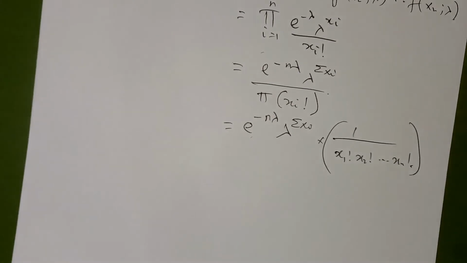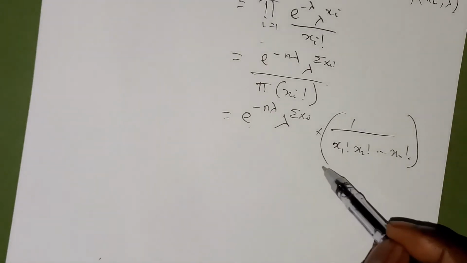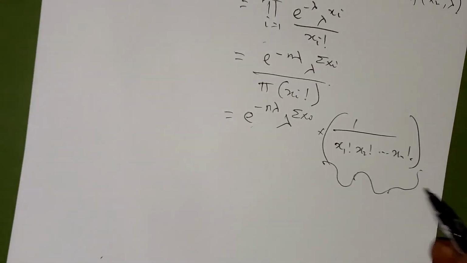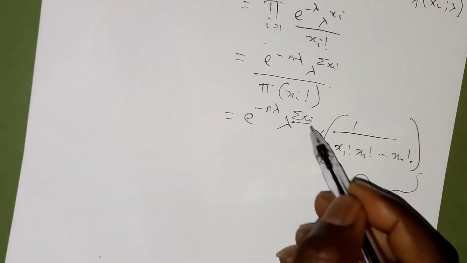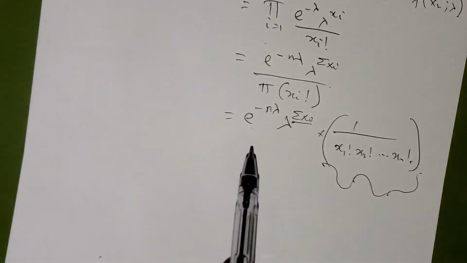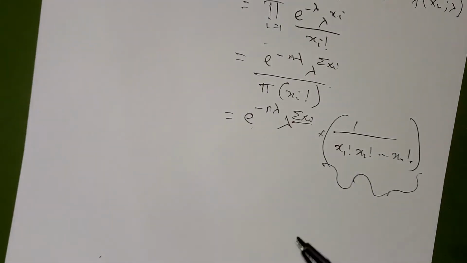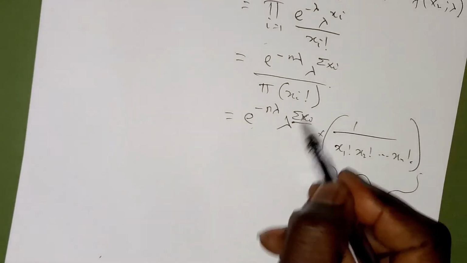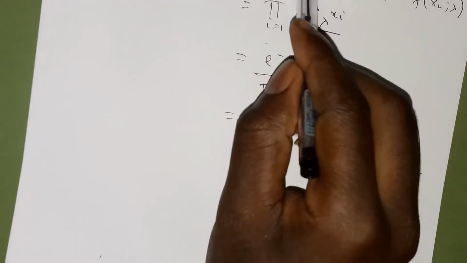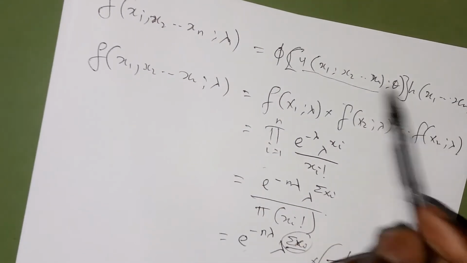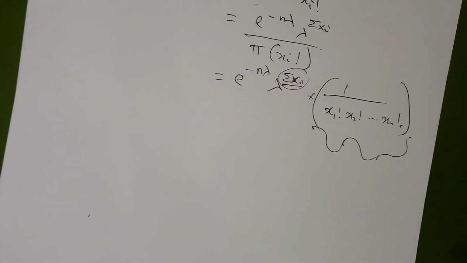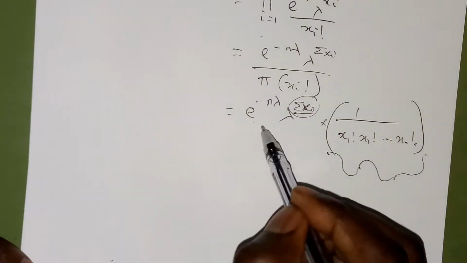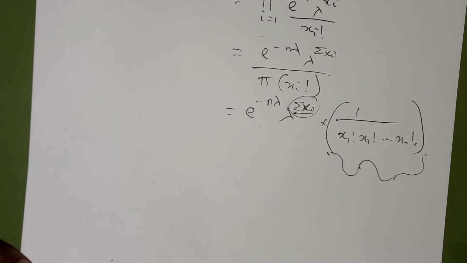Okay, so looking at what we have here, we can see that this part depends only on the xi's, and then we have this part which depends on the parameter lambda, but also through the statistic summation of xi. All right, so this part here, which we said is u of x1 through xn, is our sufficient statistic. So if we can get that part, which is lambda and the sufficient statistic, that way we'll be able to get our sufficient statistic.